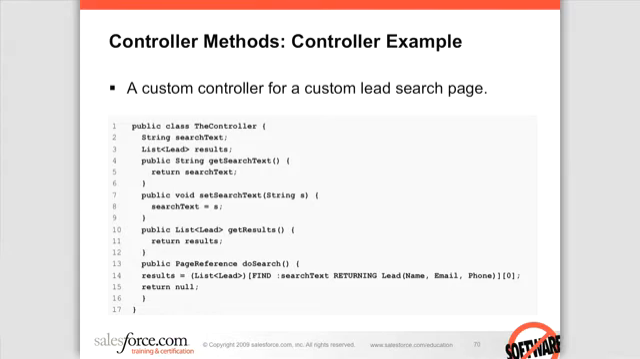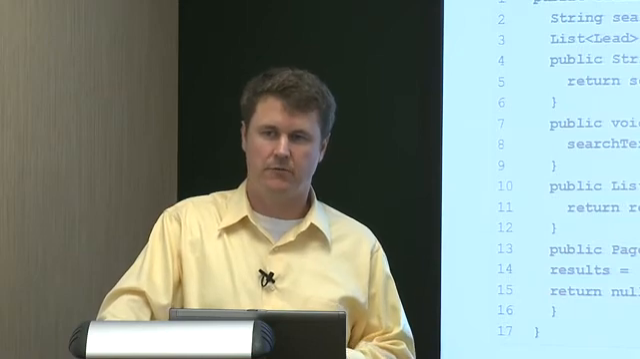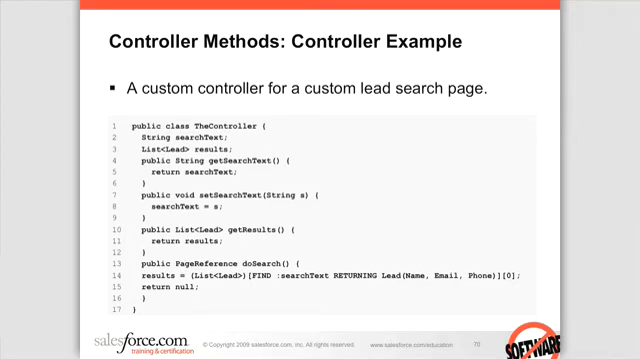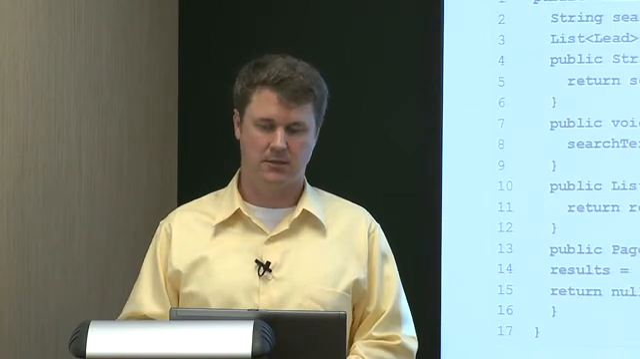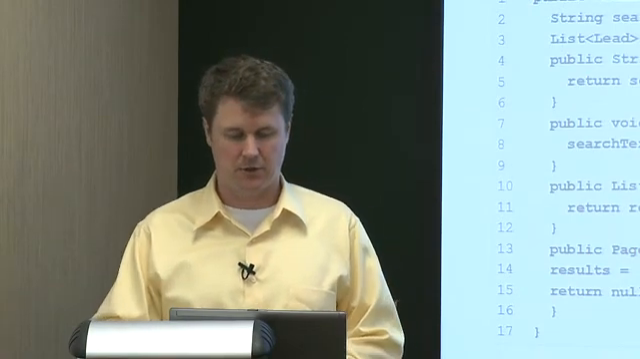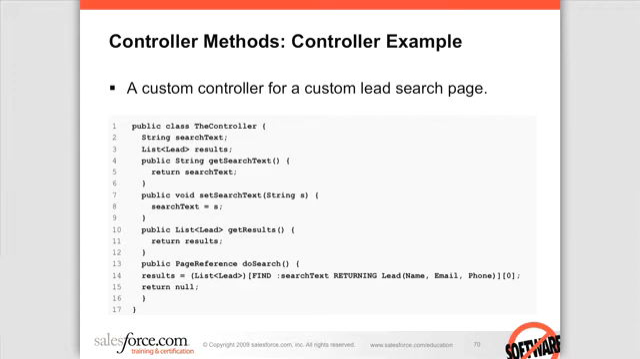There's also a getResults. In the case of results, there's not a setResults, and the reason is that the results are looked up as a part of a SOSL query from the database, and that's how we go out and populate our results. So here I have a getResults getter method, and it returns a list of leads, and we're going to return results, which is that list of leads that we're going to be populating as a part of our action method. Now at the very bottom, that last method, which is called doSearch, that is the action method.